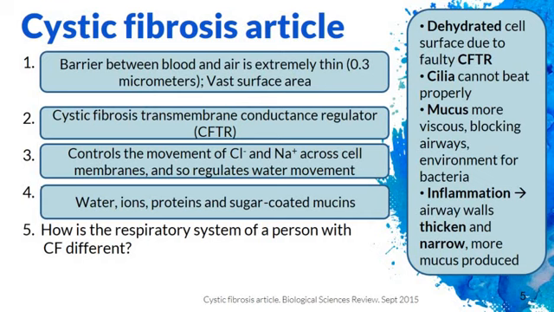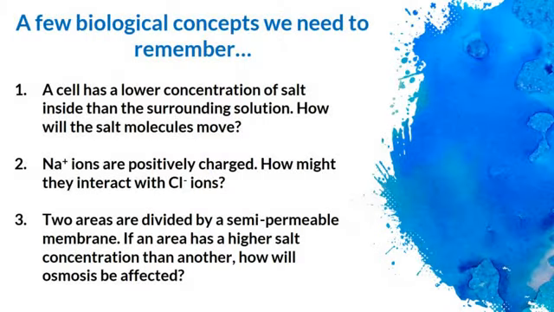So when we're looking at the biology behind this disease, we need to be happy with a few of our basic biological concepts. So this is mostly related to transport across cell membranes, and also it's going to be about basic things about how ions might interact. So we have a couple of questions for you to just poke back into your memories and see what you know. The first one is, a cell has a lower concentration of salt inside than the surrounding solution. How will the salt molecules move?